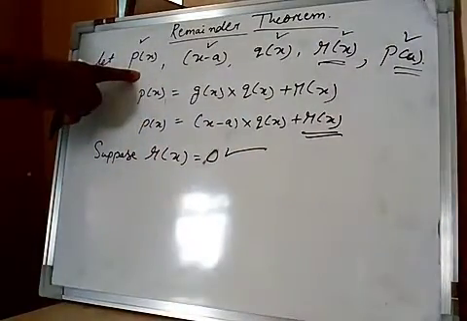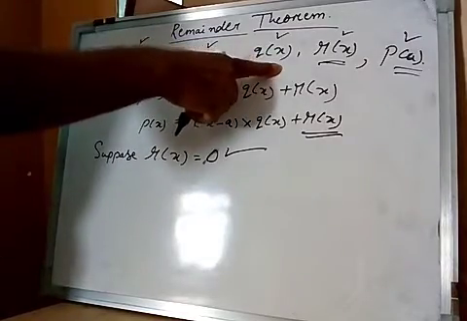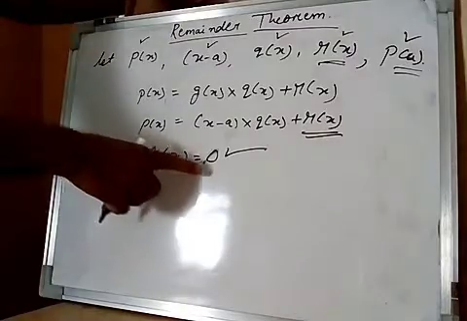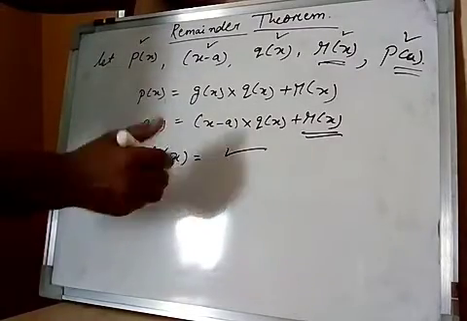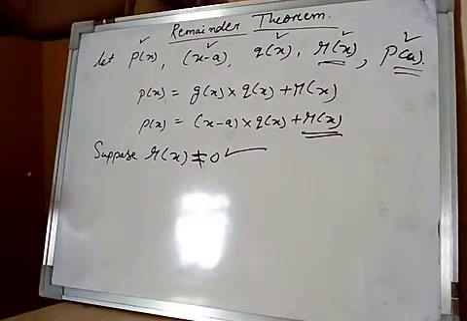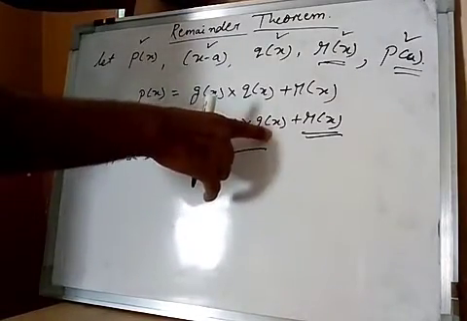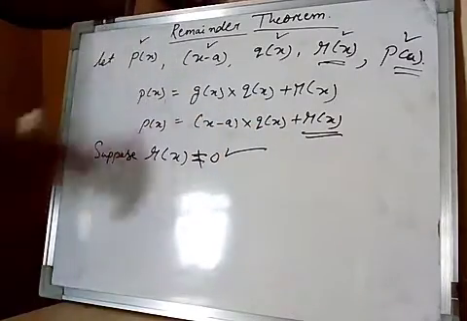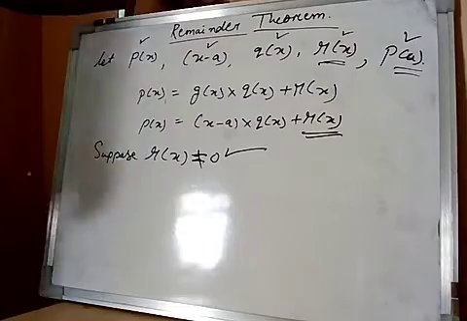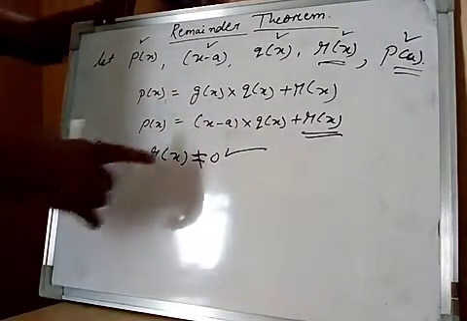If polynomial px is divided by x minus a and the quotient is qx, then the remainder will be rx. Sometimes the remainder will be 0, sometimes the remainder is not equal to 0. If it is not equal to 0, then this one will be smaller than qx and gx or x minus a, because the remainder is always smaller than the divisor. So here it is smaller than the divisor and smaller than the quotient.